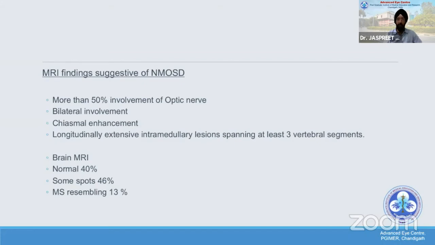Brain MRI would tell you what lesions are there in the brain. It's normal in 40% of these cases. So NMOSD can have nothing in the brain. I'm not talking about the orbit or the optic nerve and chiasmal involvement, that's different. But otherwise, if you look at the white matter, there could be nothing. Some spots are seen in 46%. It could be MS-resembling in 13% of the cases.